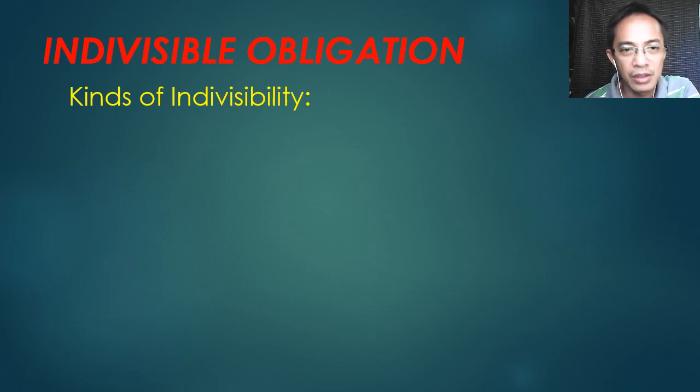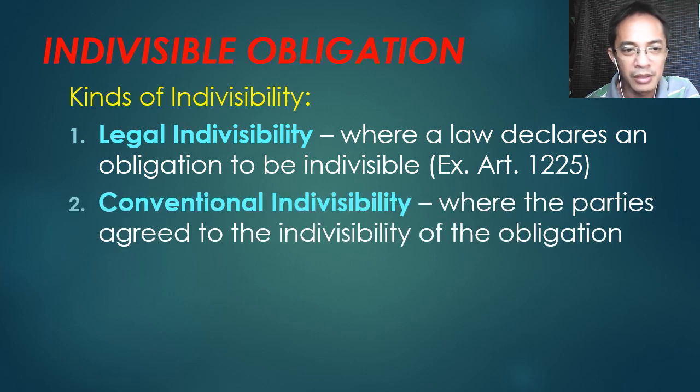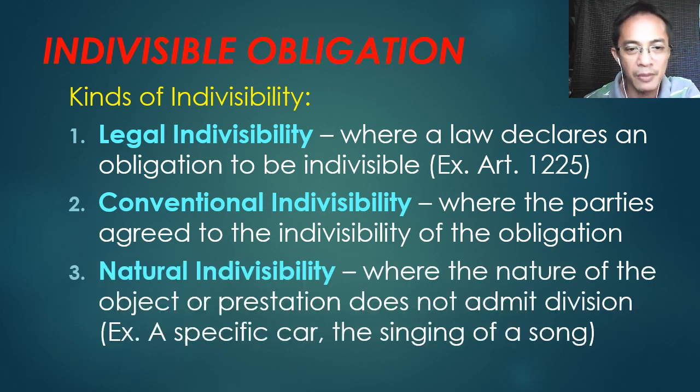So let us look at the kinds of indivisibility. Number 1 is legal indivisibility. If the law itself says that the obligation or the object involved is indivisible, then you have to follow what the law says. So that is legal indivisibility. Number 2 is conventional indivisibility, where the parties agreed that the obligation is indivisible. Even if the object is actually divisible, you should follow the intention of the parties.